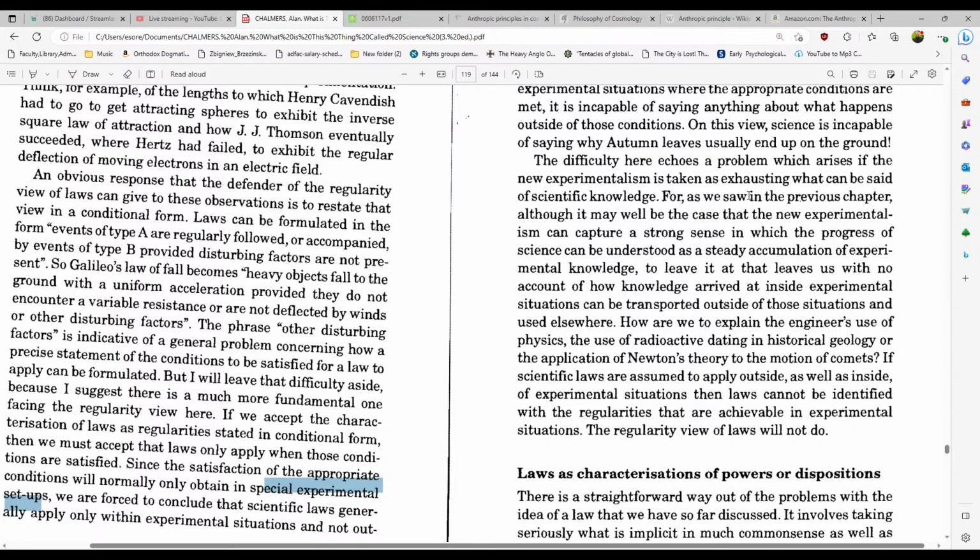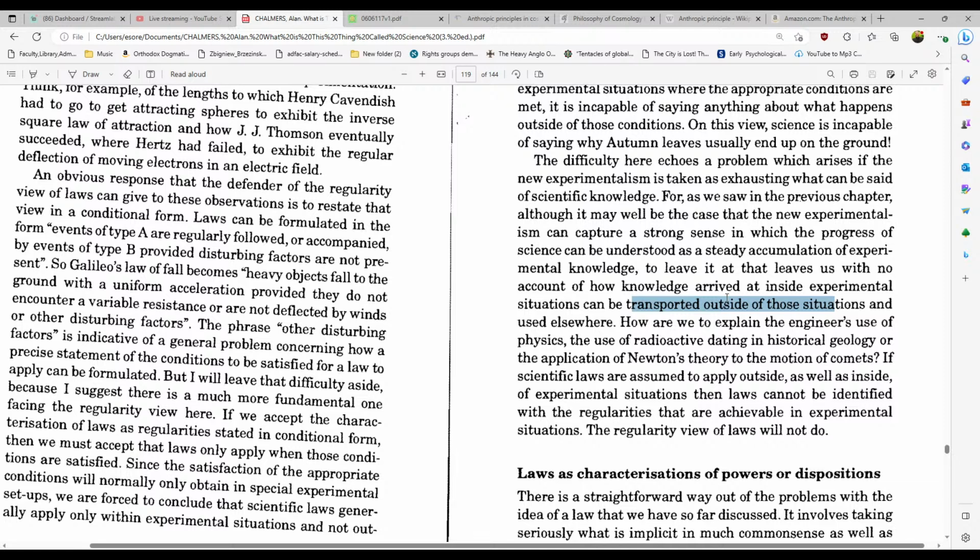Here's a good point. The difficulty here echoes the problems which arise in the new experimentalism. So, the previous chapter is taken as exhausting what can be said of scientific knowledge. For as we saw in the previous chapter, although it may well be the case that the new experimentalists can catch our strong sense in which the progress of science can be understood as a steady accumulation of experimental knowledge, to leave it at that leaves us with no account of how knowledge arrived at inside the experimental situations can then be transported to outside situations. Brilliant argument here. So even if I grant you that and grant you the conditional, I never get to the outside world, what I'm really trying to inquire.